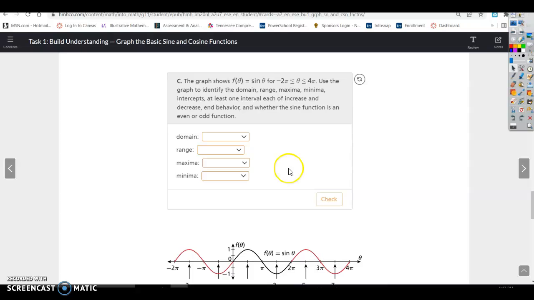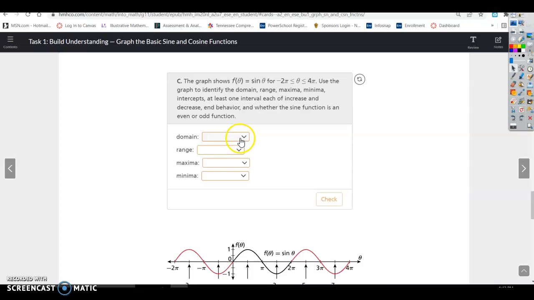All right, so the graph shows f of theta equals sine of theta for negative 2 pi to 4 pi. Use the graph to identify the domain, the range, the max, the min, the intercepts, at least one interval each of increase and decrease in behavior, and whether the sine function is an even or an odd function.